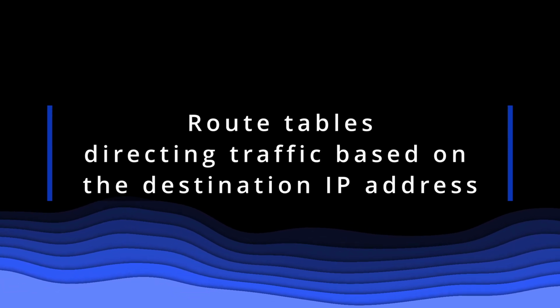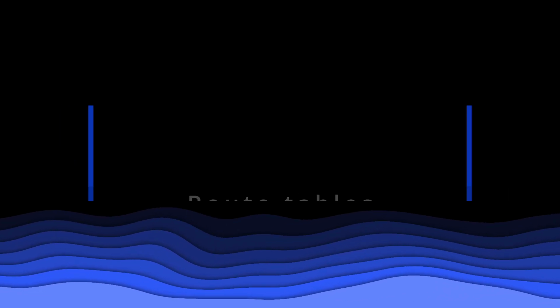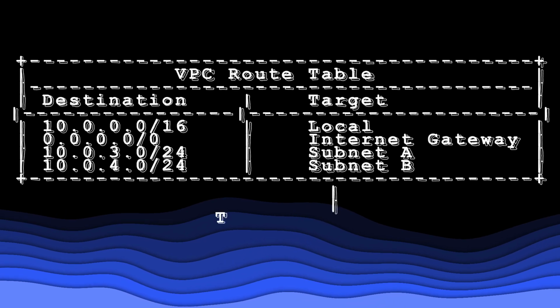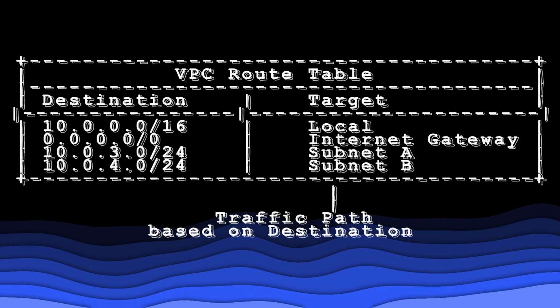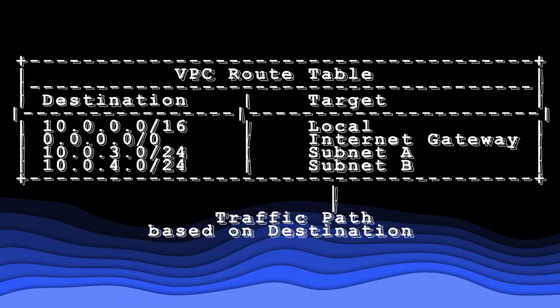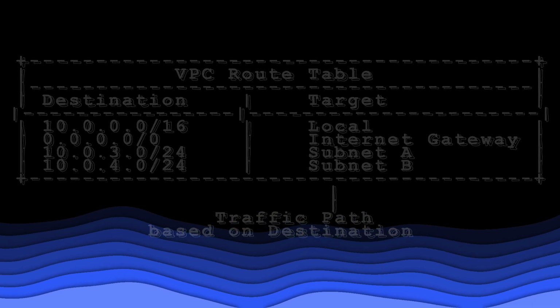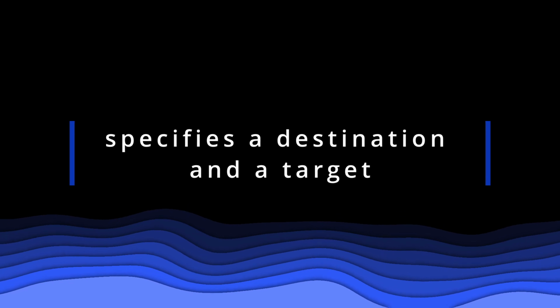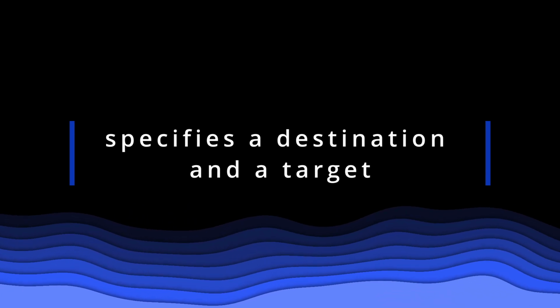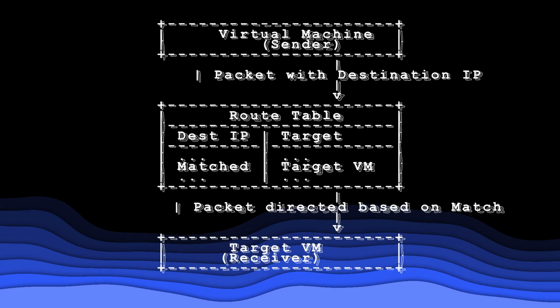Route tables within the VPC determine the path of the internal traffic, directing it based on the destination IP address. A route table contains a set of rules, called routes, that dictate how traffic should be directed within a network. Each route in the table specifies a destination and a target. The destination is typically an IP address range, and the target determines where the traffic will be routed.